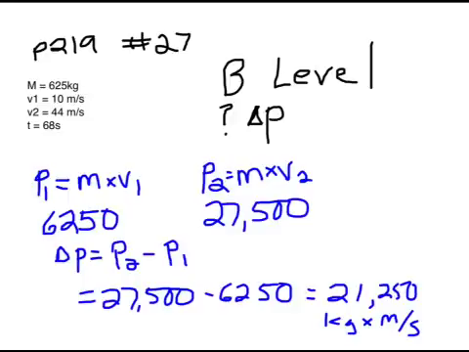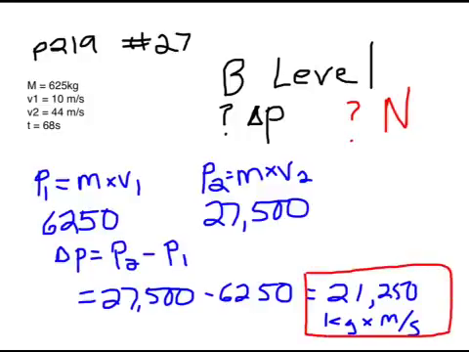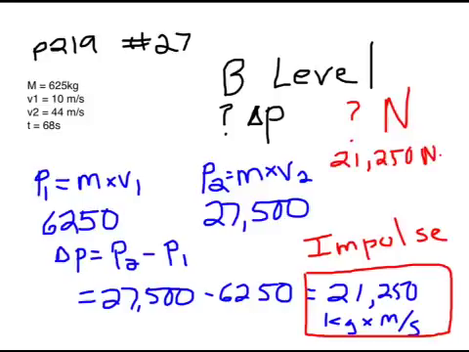Part B of this problem actually asks a different question. Part B says, what is the force? Well, if I know delta P, I know something else. This value can be changed with an impulse. And the impulse has to be exactly the same size, but it carries a separate label. It carries a label of 21,250 Newton seconds.